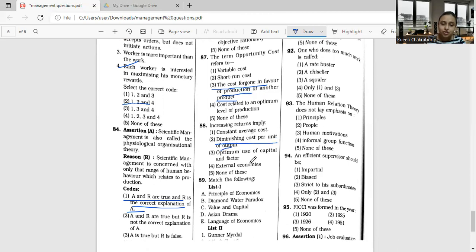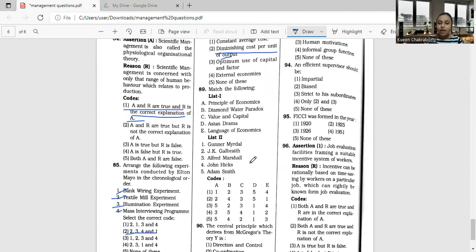Next, we come to question number 89. We have again a match the following, list 1 and list 2. So list 1 says principle of economics, diamond water paradox, value and capital, Asian drama, language of economics. And list 2 says Gunnar Myrdal, J.K. Galbraith, Alfred Marshall, John Hicks, Adam Smith, right? So principle of economics, let's go to the details of this discussion.